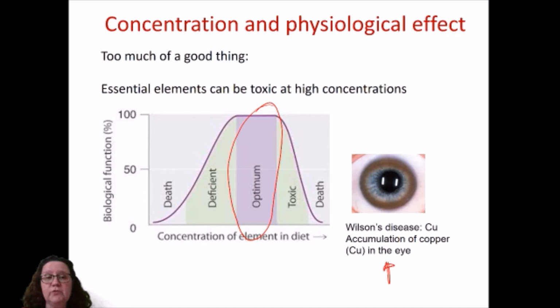Below that optimum level, we look at a deficiency in a particular metal, and at higher concentrations we are looking at the metal having a toxic, deleterious effect, and eventually both a lack of the metal or an excess of the metal can cause death.